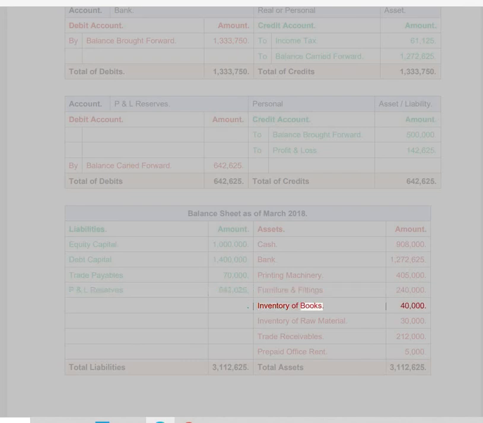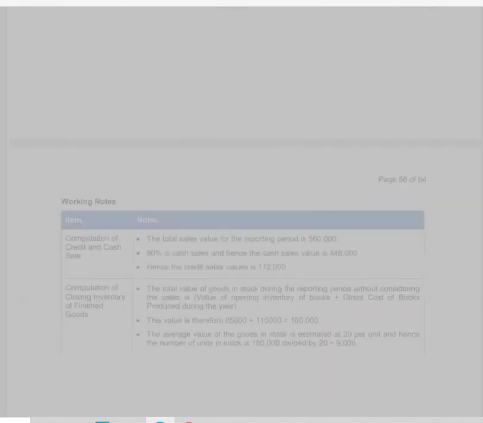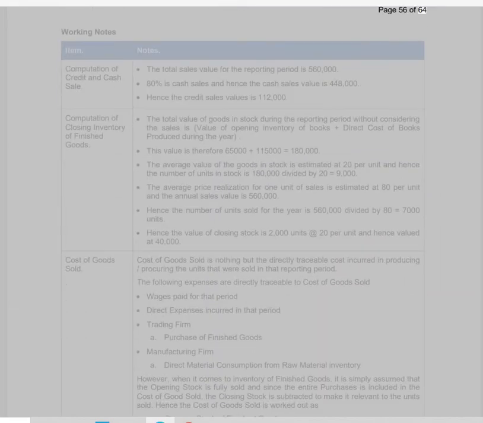Inventory of books. 40,000, inventory of raw material. 30,000, trade receivables. 212,000, prepaid office rent. 5,000, total liabilities. 3,112,625. Total assets. 3,112,625. Page 56 of 64.